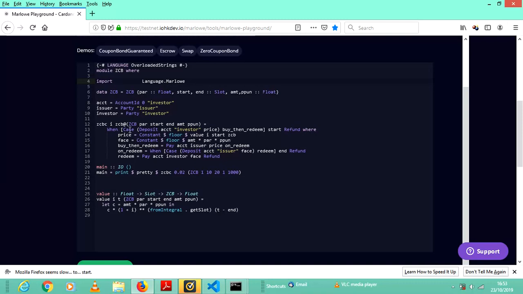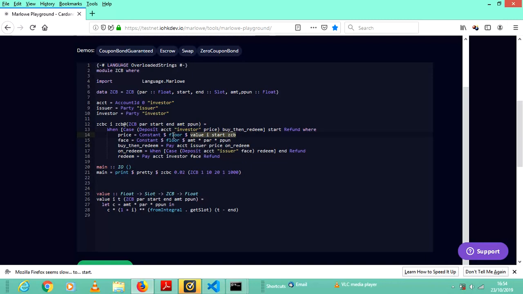So here it does. It'll go when case. So the first thing is the investor wants to deposit into their account the price. Now the price of the bond, of course, won't be 1,000. The price of the bond will be the value at time 10. And so we have here price equals value, given the interest rate at the start of the bond, and then that's our value function, which we saw earlier.